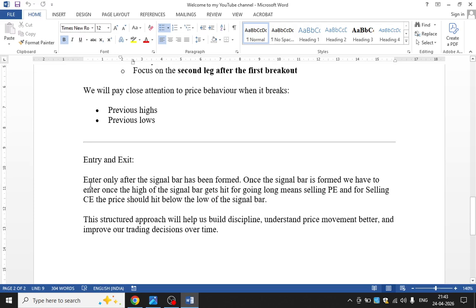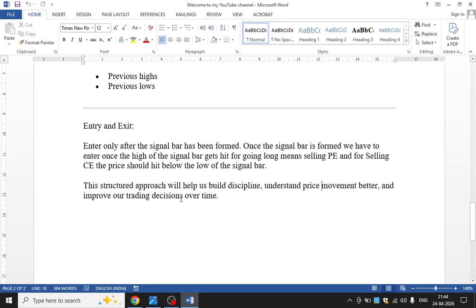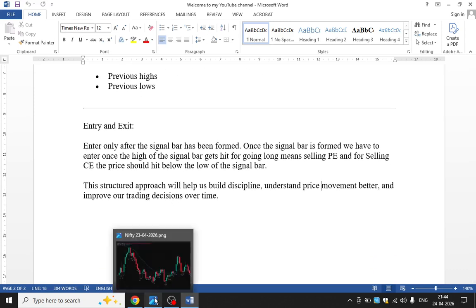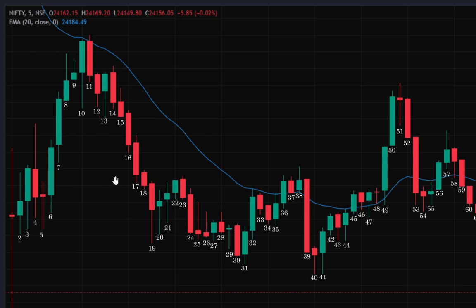So this is my entry setup: once the signal bar has been formed, if I want to go long, meaning if I want to sell PE, I will only enter if the high of the signal bar gets hit, then I will enter the long position or sell PE. If I want to go short, once the low of the signal bar gets hit, I will sell my CE on the next bar. This is my approach. So let's go to the chart and try to study what I have done.